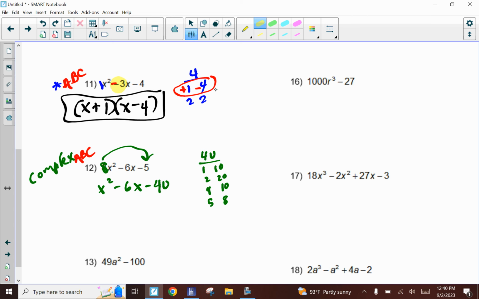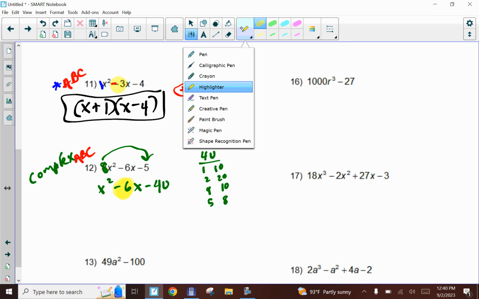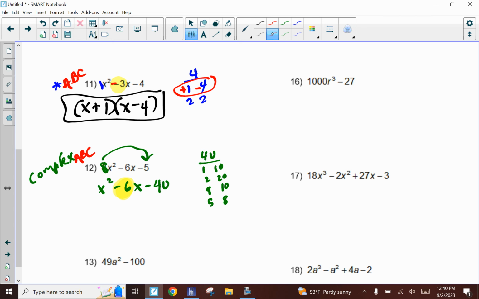So out of that list, we're trying to find something that could make a 6, either through adding or subtracting. So the only possible pair that could make a 6 would be these two. Now to get the signs right, if this is a negative on this 6, that means that the bigger number has to be negative. So that would have to be a positive on the 4.